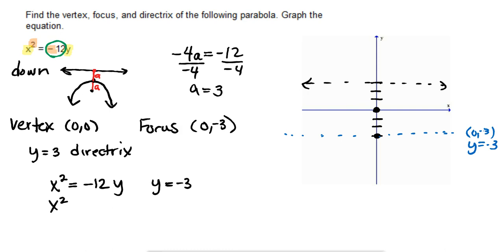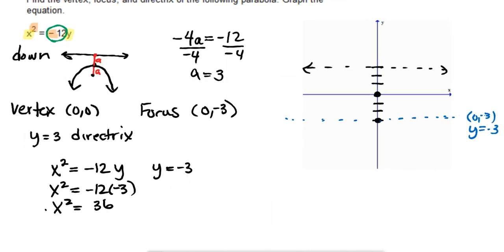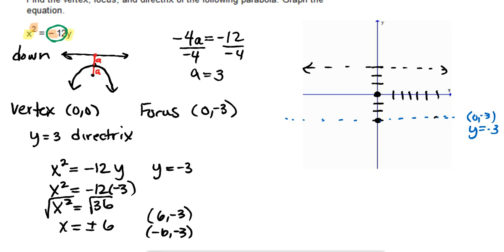So that gives me x squared equals negative 12 times negative 3. That's x squared equals 36. I can solve this by square rooting both sides. That gives me x equals plus or minus 6. So I have two ordered pairs for the latus rectum points. That's 6, negative 3, and negative 6, negative 3. I'll plot those latus rectum points. And now I can draw my parabola.